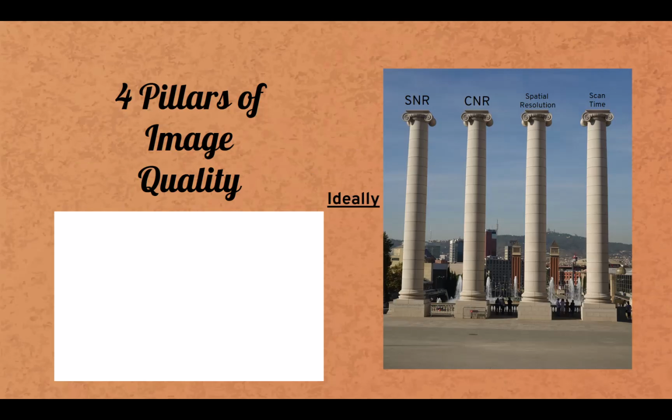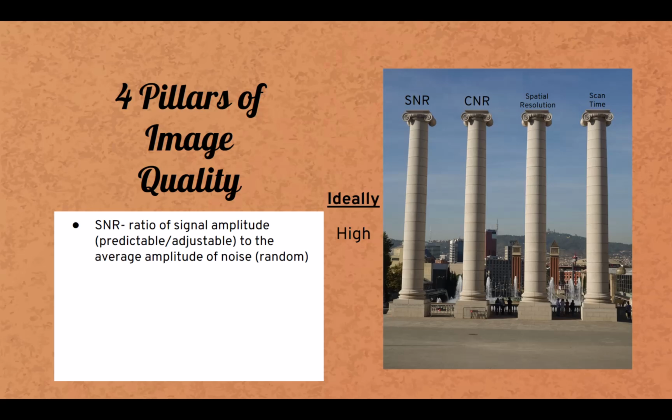4 pillars of image quality. First is SNR, which is the ratio of signal amplitude, which can be adjusted and is predictable, to the average amplitude of the noise, which is random. Ideally, you want your SNR to be high. CNR, which is the difference in SNR, or shades of gray, between 2 adjacent pixels. Ideally, you want your CNR to be good.